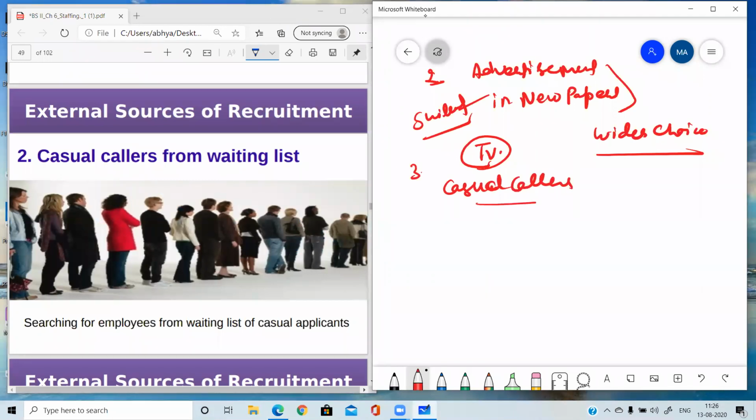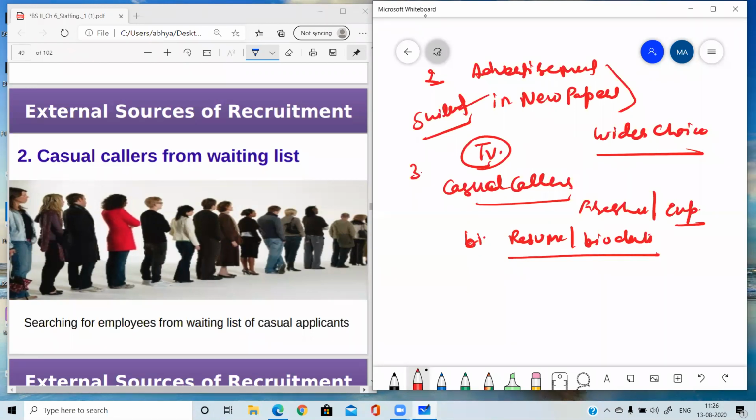Casual callers, what is this? You know that there are many companies, many school organizations, where you want to have a job, but at present there is no job. So what you can do, the freshers or even the experienced persons can visit the organizations in which they want to do the job, but right now there is no job. They can leave their resume or their biodata there at the reception, and sometimes they send their biodata through mail to different organizations.